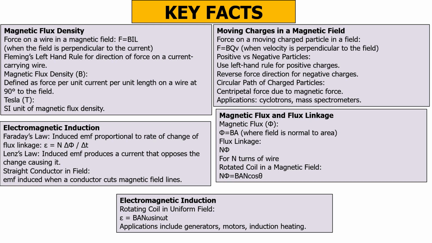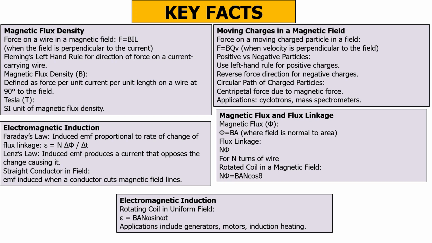In terms of magnetic flux and flux linkage, magnetic flux is phi, which is equal to BA, where the field is normal to the area. The flux linkage is N phi for N turns of wire, and when rotating a coil in a magnetic field, the flux linkage N phi is equal to BAN cos theta. For electromagnetic induction, Faraday's law is that the induced EMF is proportional to the rate of change of flux linkage, or EMF equals N delta phi over delta t. Lenz's law is that the induced EMF produces a current that opposes the change that causes it.